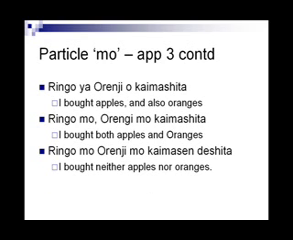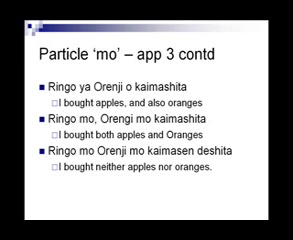Consider the first sentence. It is an application with ya. Ringo ya mikan kaimashita. Ringo is apple, mikan is orange, kaimashita means bought. We bought apples and also oranges. Use of ya implies this is an incomplete list and there are other things as well. There were two nouns here. Ya followed only the first noun and not the second noun. If mo is used in place of ya, it must follow every noun.